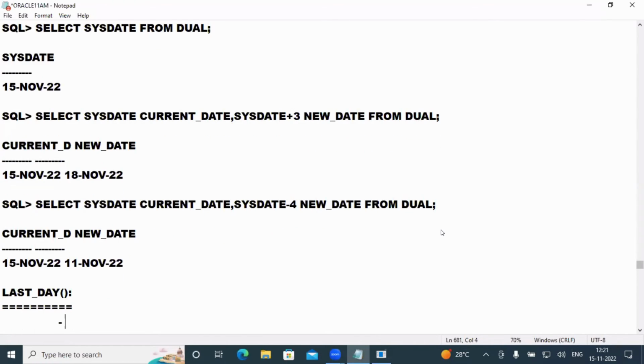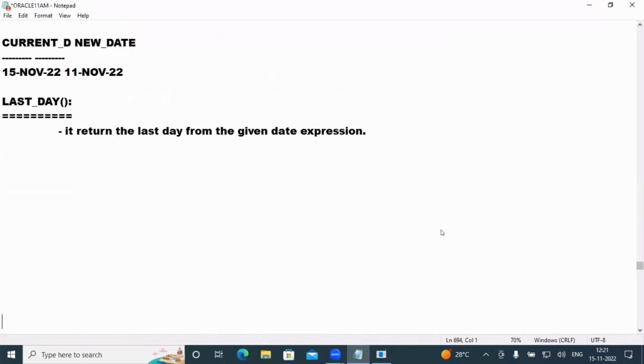So this function returns the last day from the given date expression. In the given date, whatever month you give here, the last day of that month will be returned to us. So what is the syntax? LAST_DAY of, here I want to give a date.